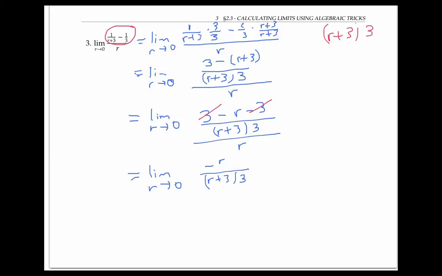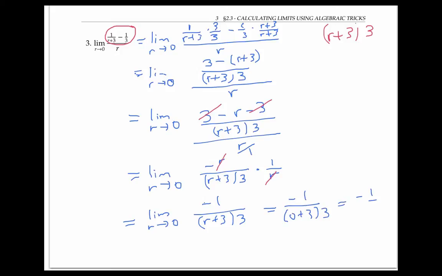Now instead of dividing by r, which is r over 1, I can multiply by the reciprocal, 1 over r. r divided by r is 1, so this expression simplifies to negative 1 over r plus 3 times 3. So finally, I'm in a good position, because now I can just go ahead and let r go to 0, and by plugging in r equals 0, I have a limit of negative 1 over 0 plus 3 times 3, or negative 1/9.